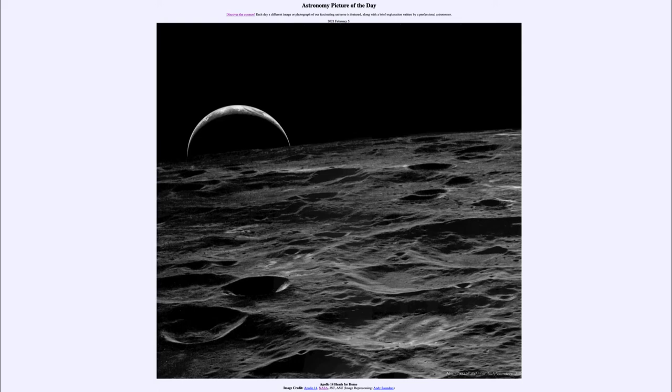So what do we see here? Well, this is an image taken by the Apollo 14 command module known as Kittyhawk. And this was after the astronauts had left the surface of the moon and were getting ready to head back to Earth. We see a portion of the lunar surface here in the foreground, and you can see a very heavily cratered region.